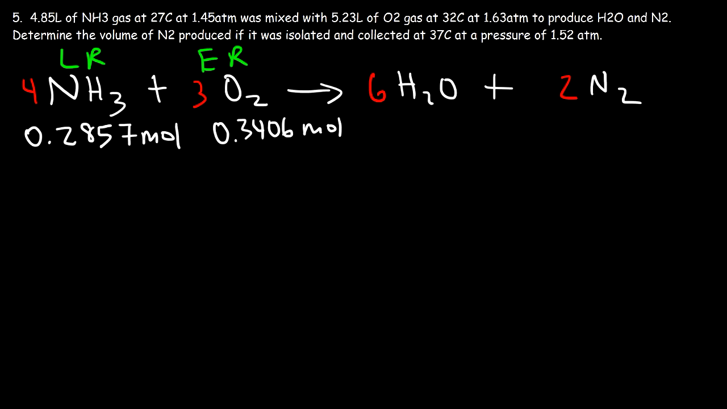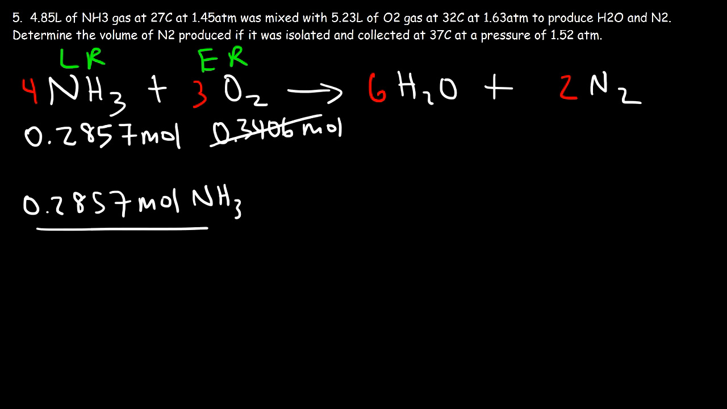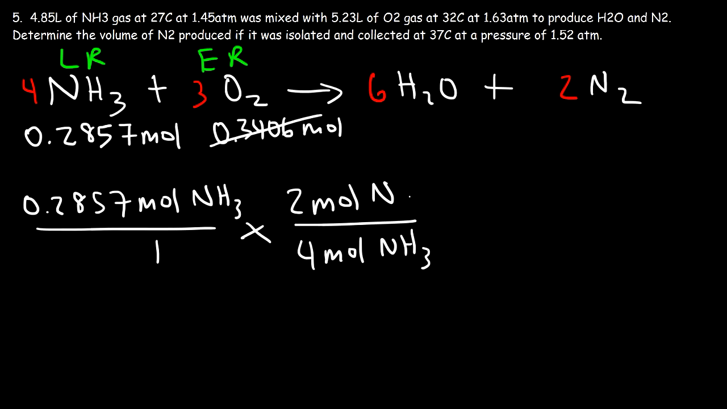So at this point, we don't need to worry about this number. We're going to use the moles of NH3 to calculate the volume of N2 produced. So first, let's calculate how many moles of N2 will be produced. We're going to start with 0.2857 moles of NH3. And the molar ratio is 4 to 2. So if 4 moles of NH3 reacts, 2 moles of N2 will be produced.